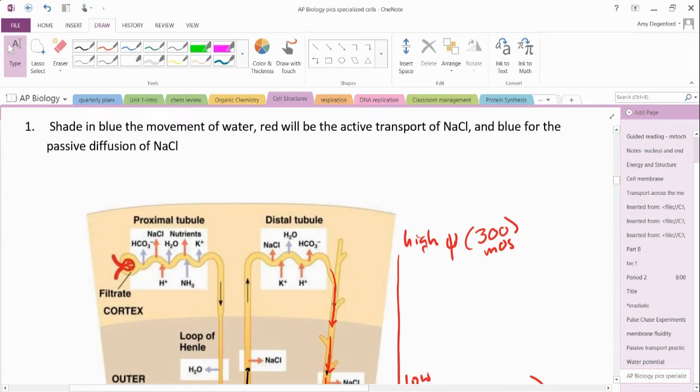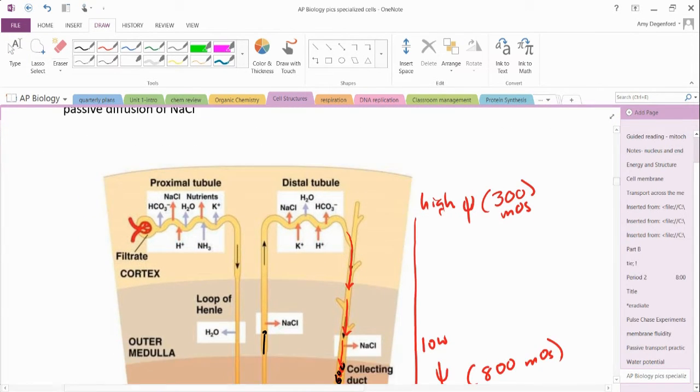Now in class, we did a little practice with this just by shading in, and we watched the video.